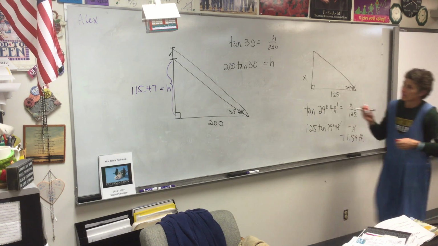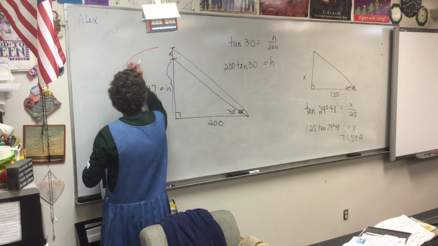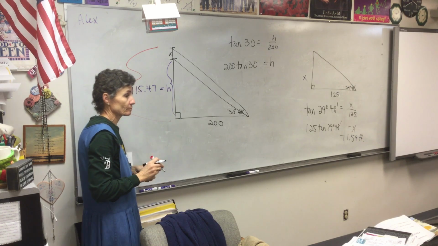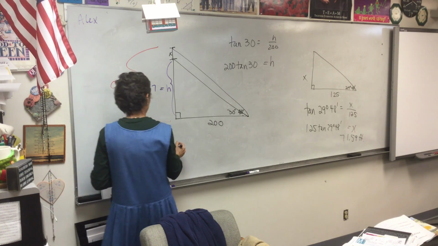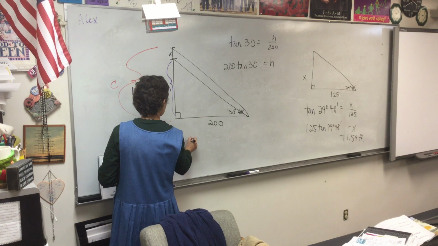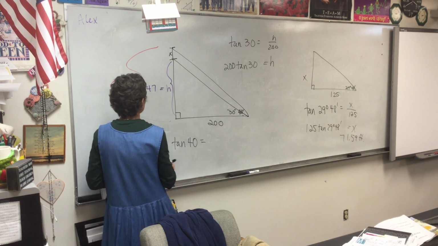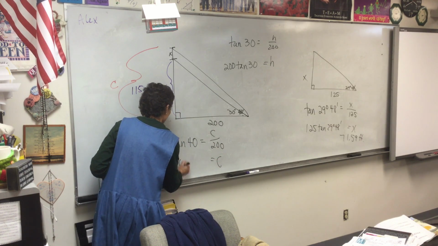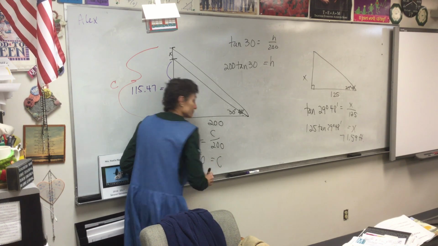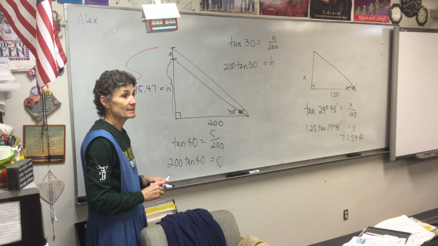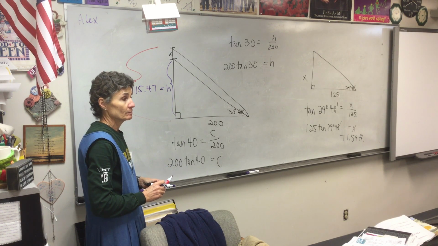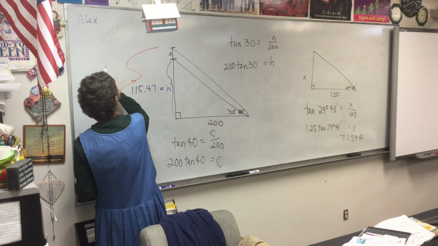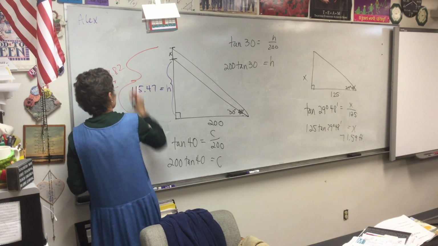All right. Now Clara said, find the whole thing. So find this, which I'll call C. So I'll say the tangent of 40, yes, Brenton, you're thinking ahead. Tangent of 40 equals C over 200. So C equals 200 tan 40. Does that make sense to everybody? So what's C? 167.82.